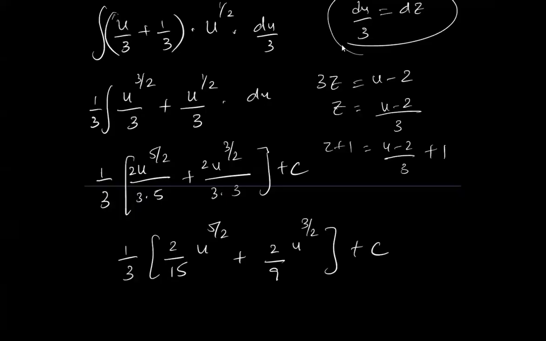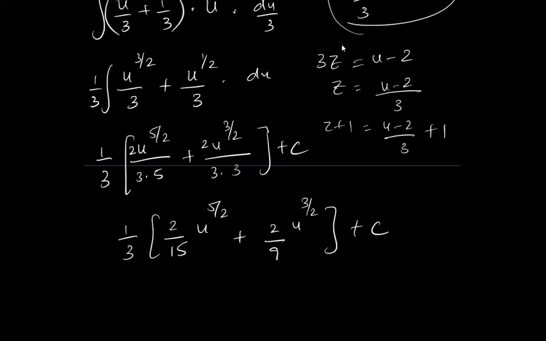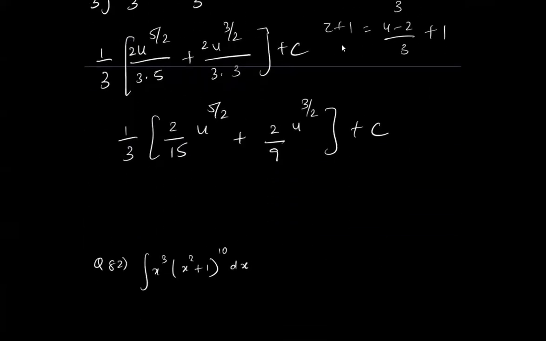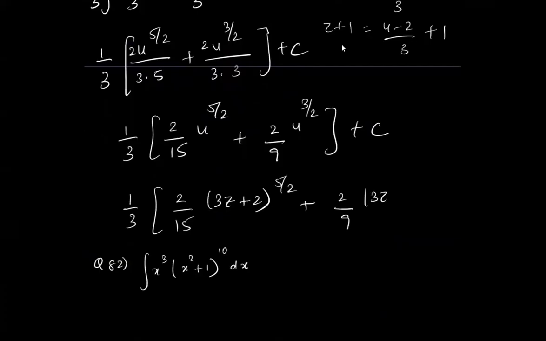And what was u to begin with? My u was 3z plus 2. So I have 1/3 times 2/15 times 3z plus 2 to the power of 5/2 plus 2/9 times 3z plus 2 to the power of 3/2 plus c. It might be a good idea to take the derivative of this and check your answer.